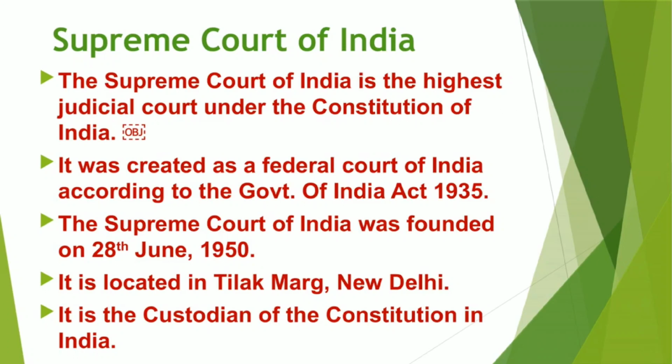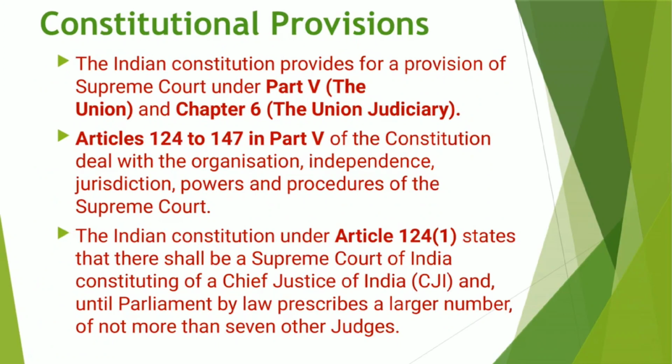Now, let us look into the constitutional provisions of the Supreme Court of India. Article 124(1) states that there shall be a Supreme Court of India constituting of a Chief Justice of India and other seven judges. Articles 124 to 147 also deal with matters like organization, independence, jurisdiction, powers and procedures of the Supreme Court.